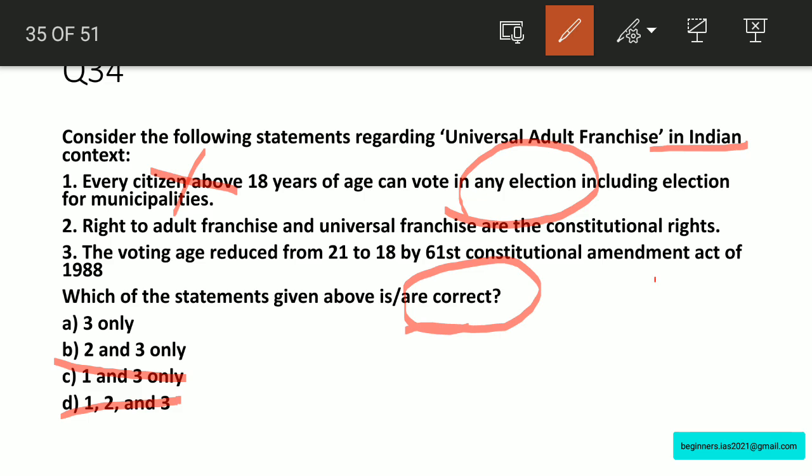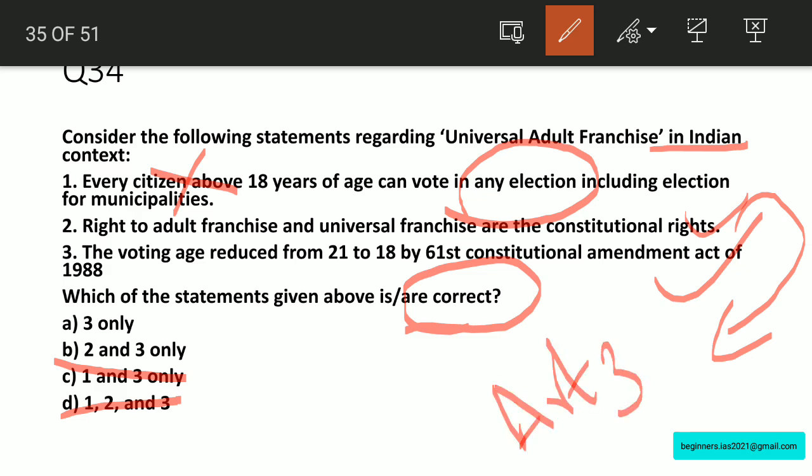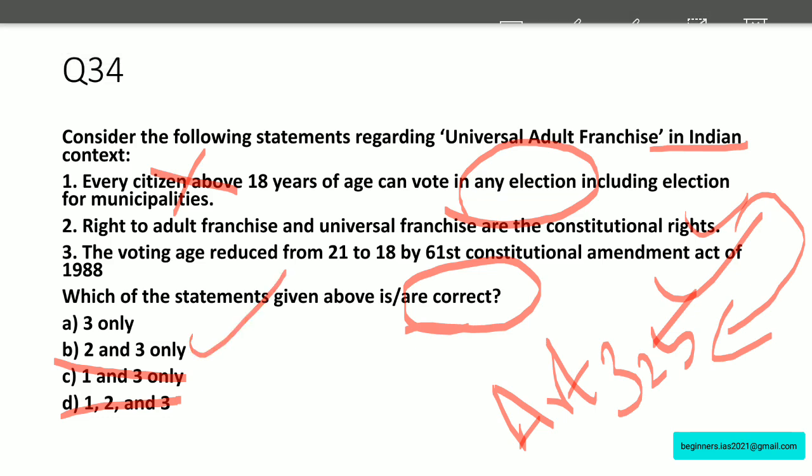Statement 3 is obviously right. Even if you do not know about the 61st Constitutional Amendment Act, this statement is obviously right. What about statement number 2? Yes, adult franchise and universal franchise are constitutional rights. Therefore, according to Article 326, if you take it, it guarantees the right to adult franchise and universal franchise. Therefore, B, 2 and 3, is right for this question.